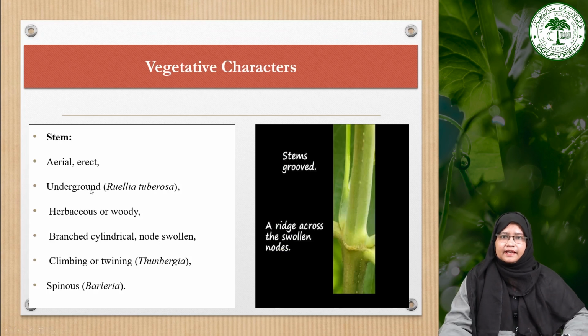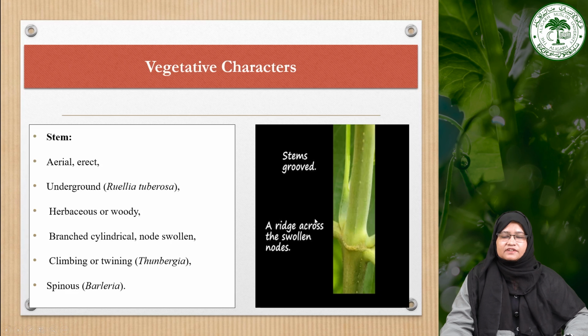The stem is generally aerial, erect, underground in the case of Ruellia tuberosa, herbaceous or woody depending upon the habit of the plant. If the habit is herbaceous, they have a herbaceous stem. If they are shrubs or trees, they have a woody stem. Generally, the stem is branched and cylindrical, and the next characteristic is that the node is swollen. As we can see here, they have swollen nodes and elongated internodal regions.